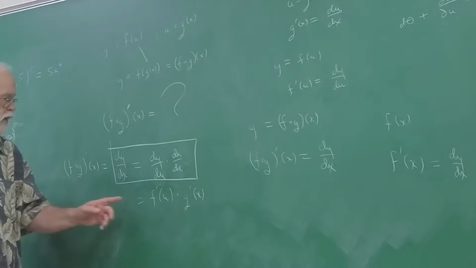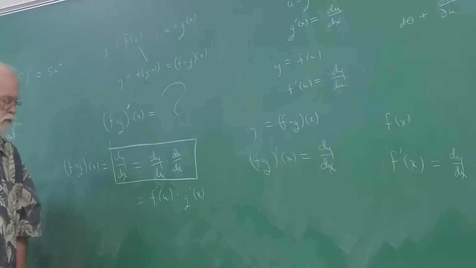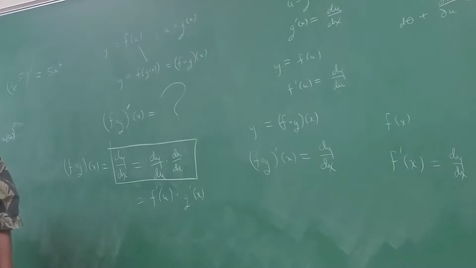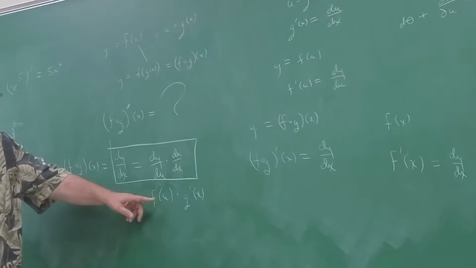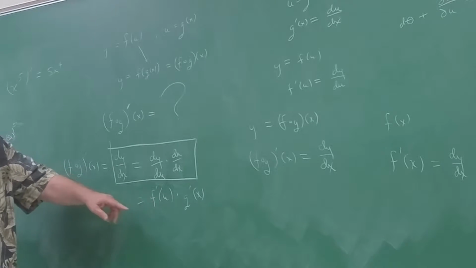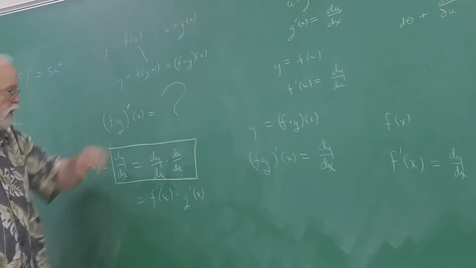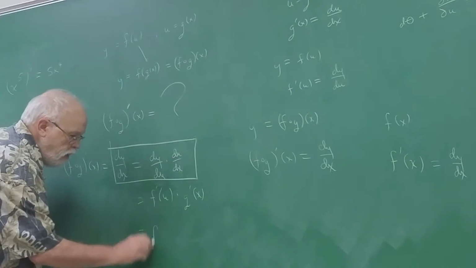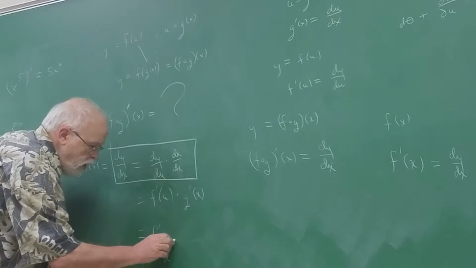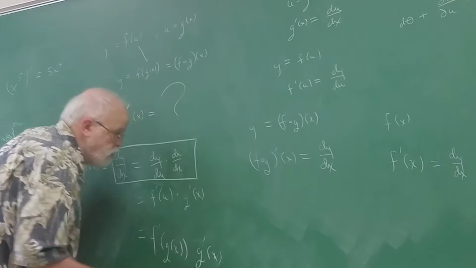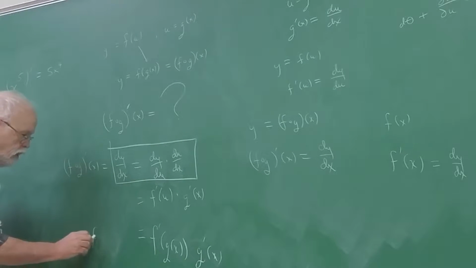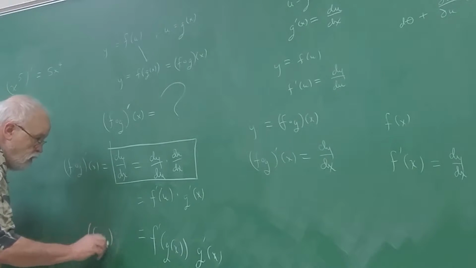Here's basically the chain rule formula in the Lagrange notation. But we don't usually leave it that way. We usually say, well, we want it all in terms of x, don't we? So let's see, the u is g of x. So then we plug in and write f prime of g of x times g prime of x. And so there's our chain rule in Lagrange notation.